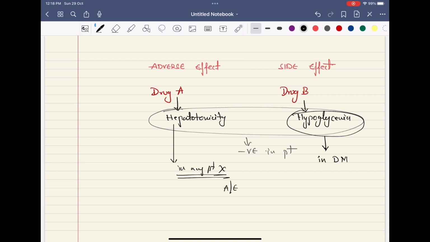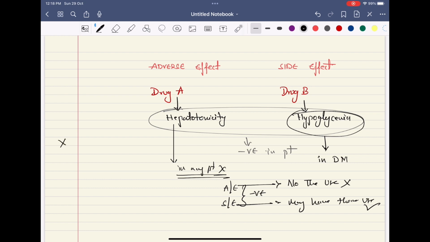So, adverse effect and side effect, both are negative effects. Adverse effect has no therapeutic use. Side effect may have therapeutic use.